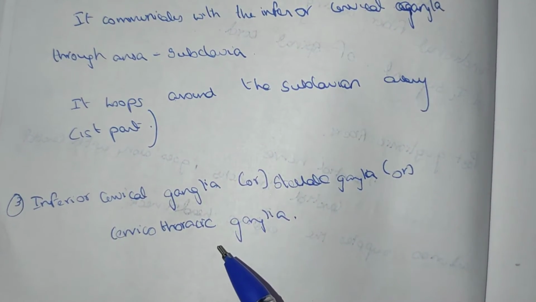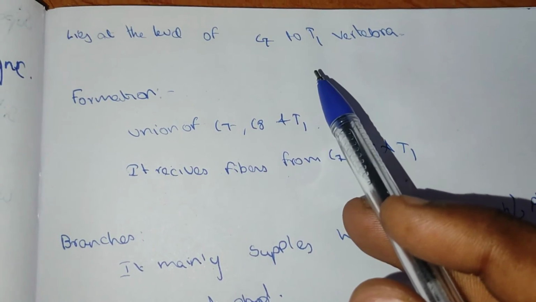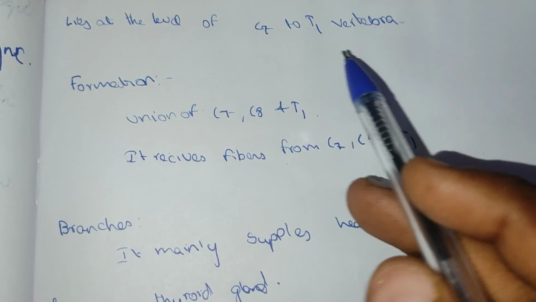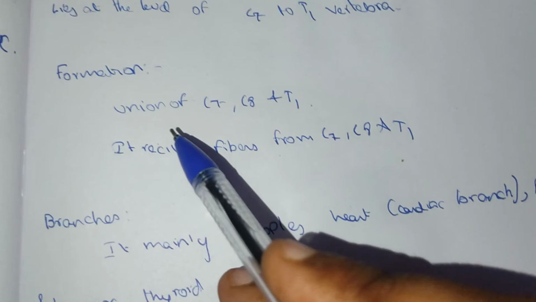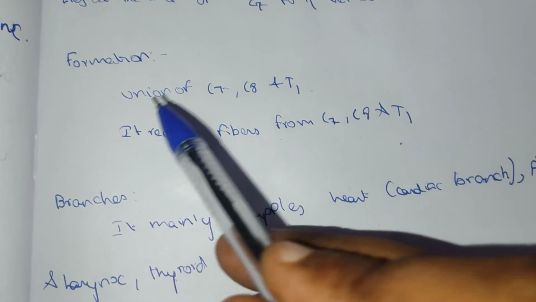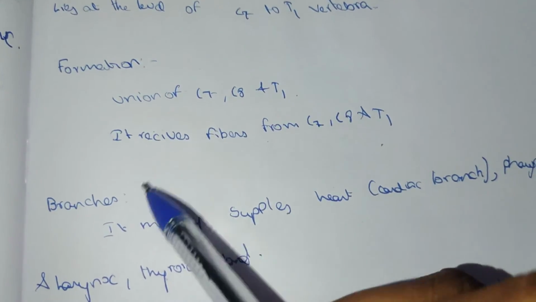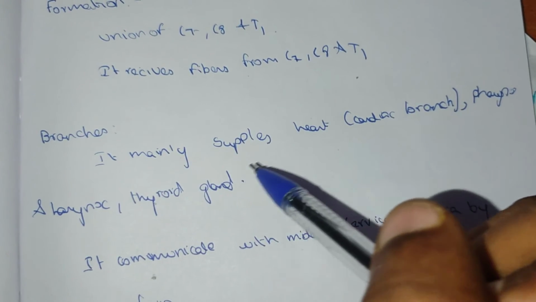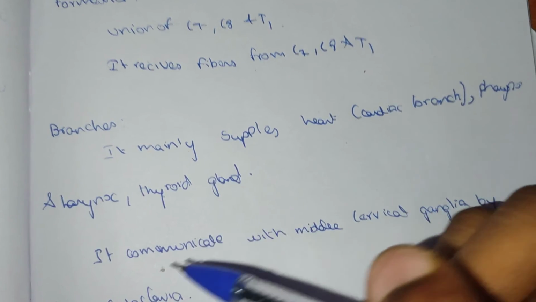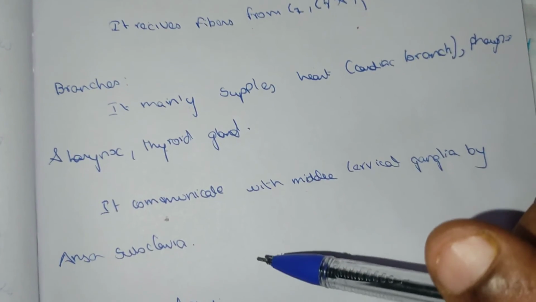Now we will see about the inferior ganglion, which is otherwise known as the stellate ganglion or cervicothoracic ganglion. It has 3 names, and it lies at the level of C7 to T1 vertebra. The fibers arise from C7, C8 and T1, and the union of C7, C8 and T1 is known as the inferior cervical ganglion. Now the branches: it mainly supplies the heart, which is the cardiac branch, pharynx, larynx and thyroid gland. It communicates with the middle cervical ganglion by the ansa subclavia.